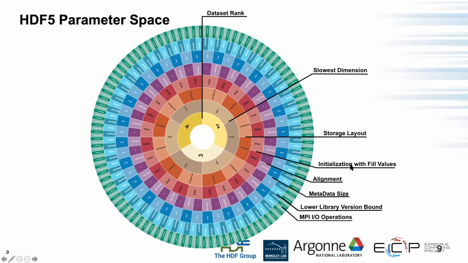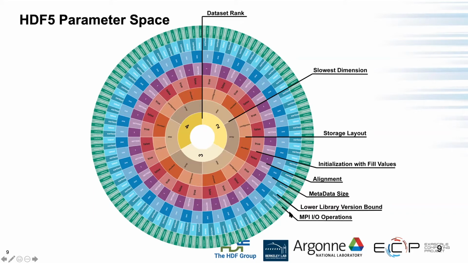Now you can turn that off, and we explore what the effects of turning that off are. Then you can study your alignment in the file. Then you can study your metadata size. You can choose many metadata sizes to explore. That's this blue ring. Then you can also explore which library version bound you want to use. You want to force it to be the 1.8 version of the library or the latest version.